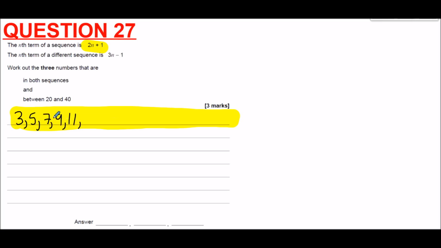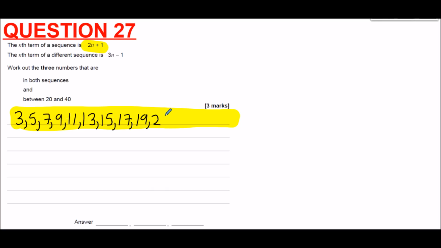So we're going to build up this sequence, keep adding on 2 to find out the values which are between 20 and 40. So it might take time, but it doesn't matter. It's worth just taking your time to get your marks rather than rushing and not getting them. So 9 plus 2 is 11, plus 2 is 13. Keep going. It's essentially the sequence of all odd numbers, this.